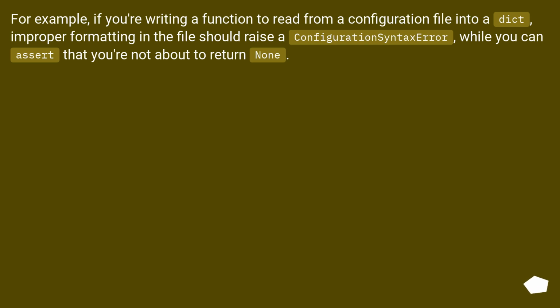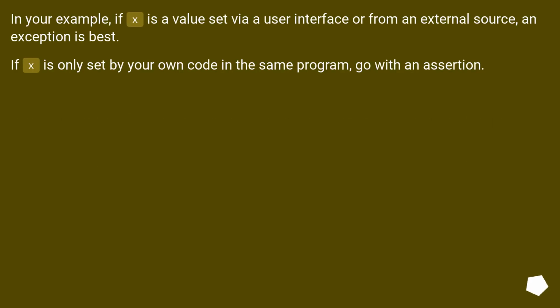For example, if you're writing a function to read from a configuration file into a dict, improper formatting in the file should raise a configuration syntax error, while you can assert that you're not about to return None. In your example, if x is a value set via a user interface or from an external source, an exception is best. If x is only set by your own code in the same program, go with an assertion.